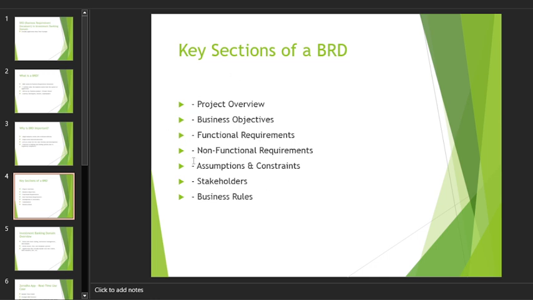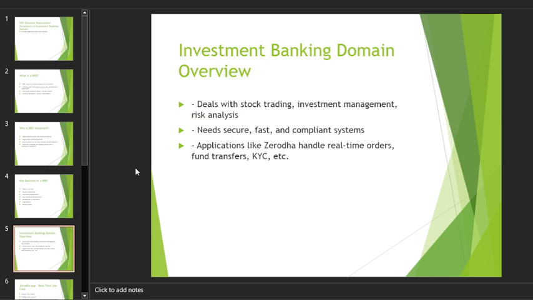The BRD focuses on the project overview and business objective, meaning the objective of our application or our project. All of that is mentioned in the Business Requirement Document. Next is the investment banking domain overview. We are talking about the investment banking domain, so that is an overview of that BRD document. It is a BRD kind of document.